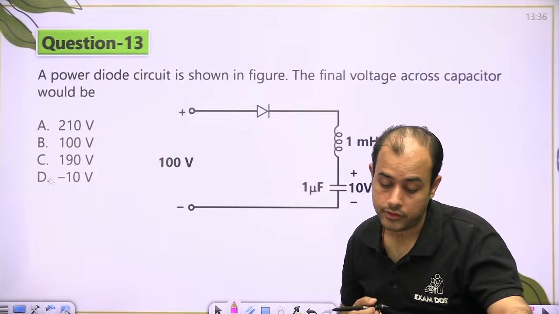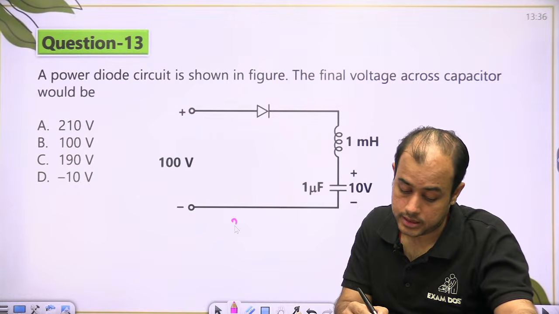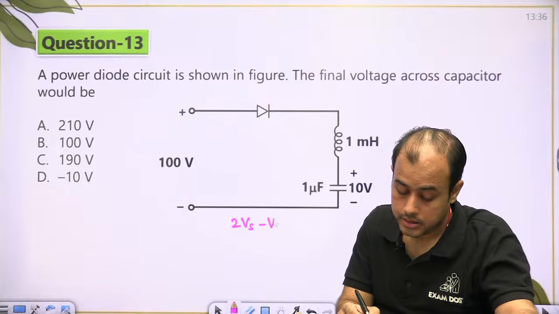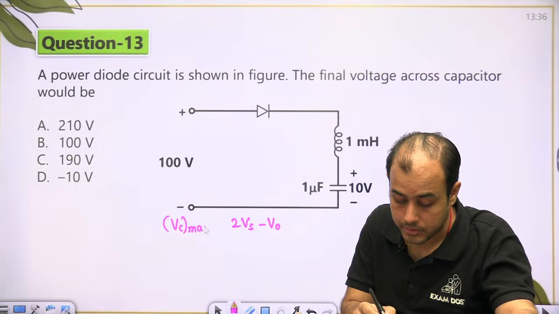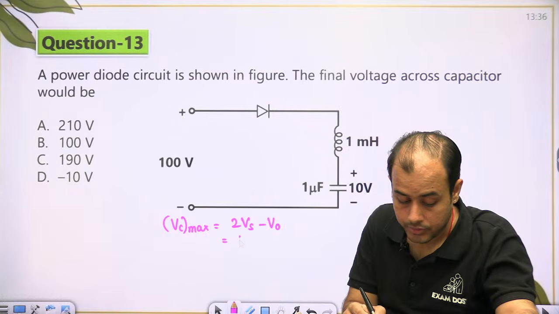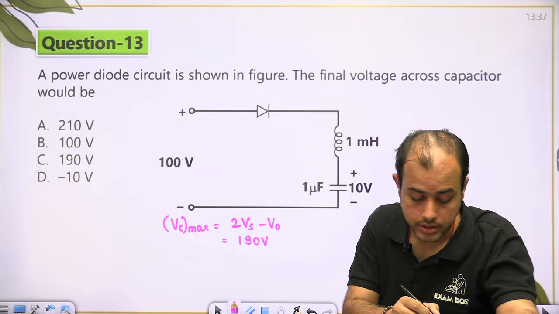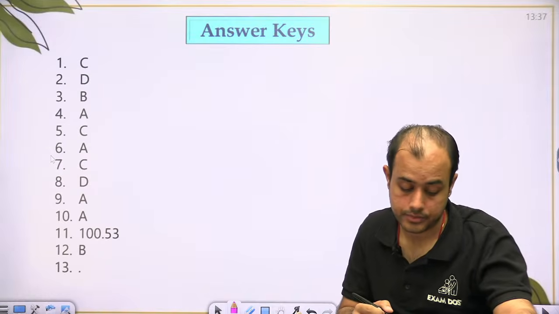Power diode final voltage across the capacitor. This we had already derived, beta. 2Vs minus V.